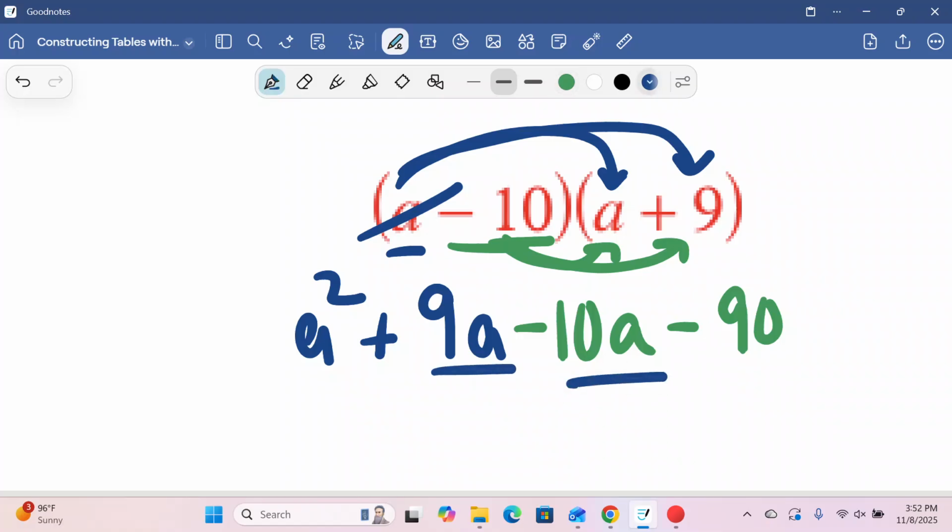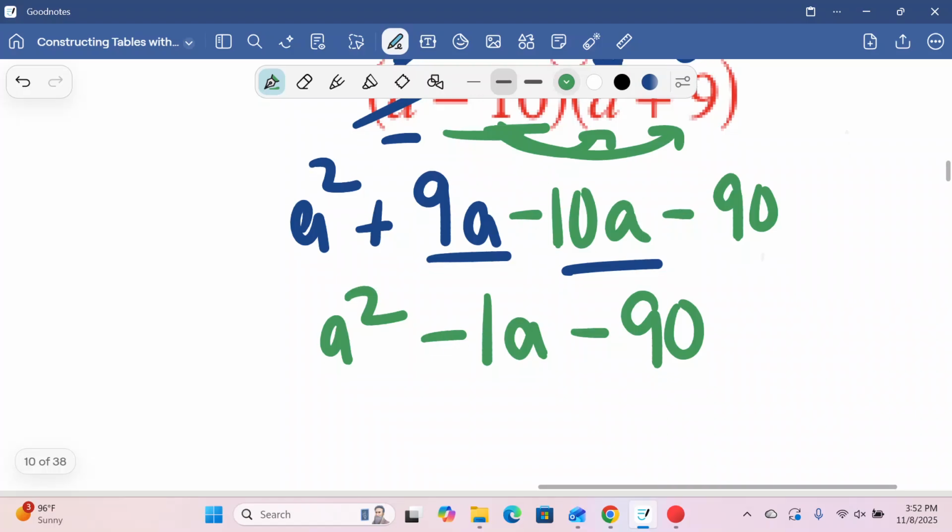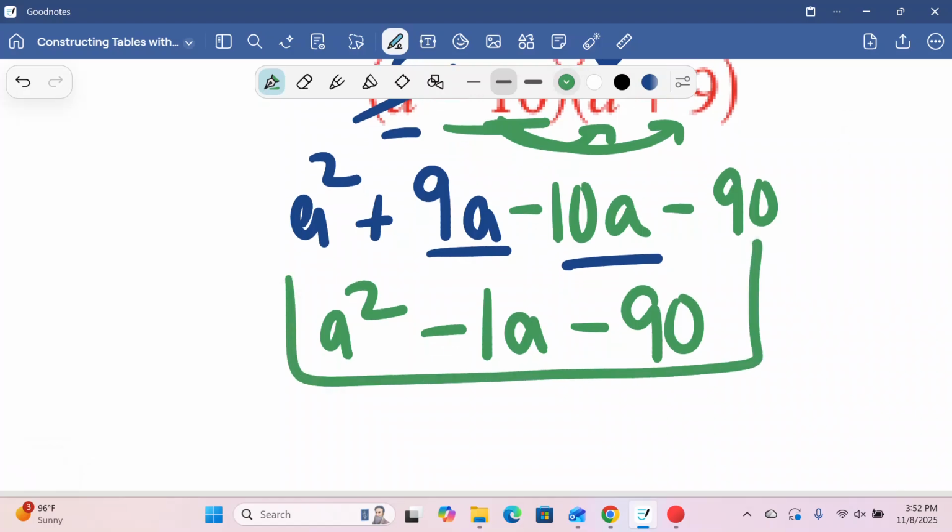I'm going to underline my like terms. That is the only like terms I have. In green, I'm going to simplify. So my simplified term is, let me go ahead and erase this. My simplified term is a squared because there's no other a squared. And then I'm going to add the 9a and a negative 10a, which gives me a negative 1a minus 90. And that is my simplified form, and I'm going to go ahead and circle it.